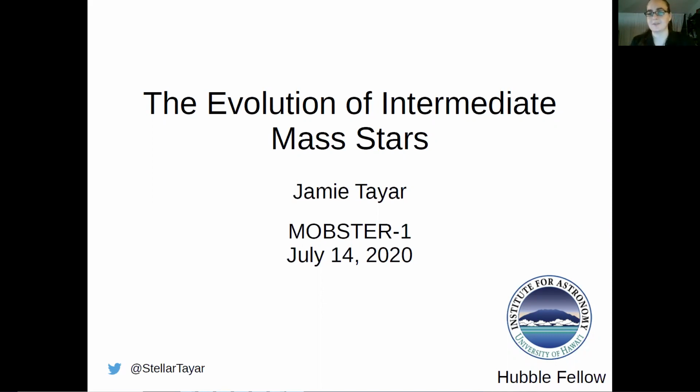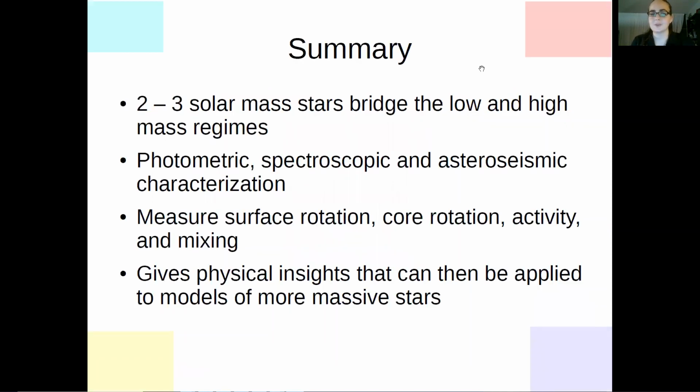And I'm going to hope to convince you in this talk that even though I work on lower mass stars than most of you, you should still pay attention to and be interested in my talk. Specifically, I'm going to argue that these 2 to 3 solar mass stars form an excellent bridge between the low and high mass regimes, where they become red giants, so they're amenable to the detailed photometric, spectroscopic, and asteroseismic characterization that we've been able to use for lower mass stars. But they give us insights into the evolution of more massive stars that can be used to make predictions for things like rotation, activity, and mixing.